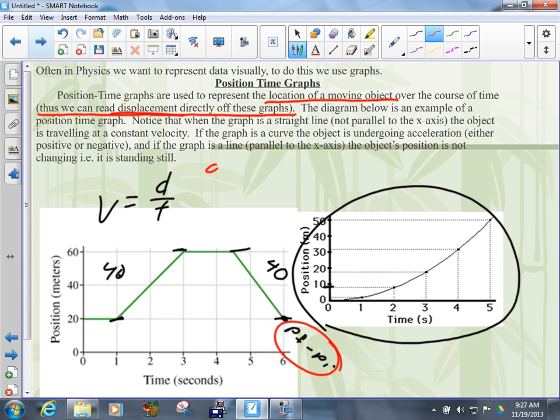We also said that we could get distance off of these graphs. And how did we do that? How did we figure out how far this thing went in total? Did we figure out how far it went in each section? Then what did we do? We added them up. So to calculate the total distance traveled, you total all sections of the graph, regardless of direction, obviously.